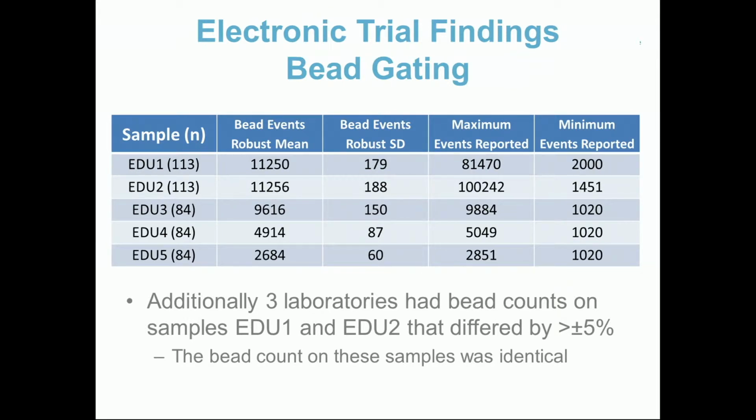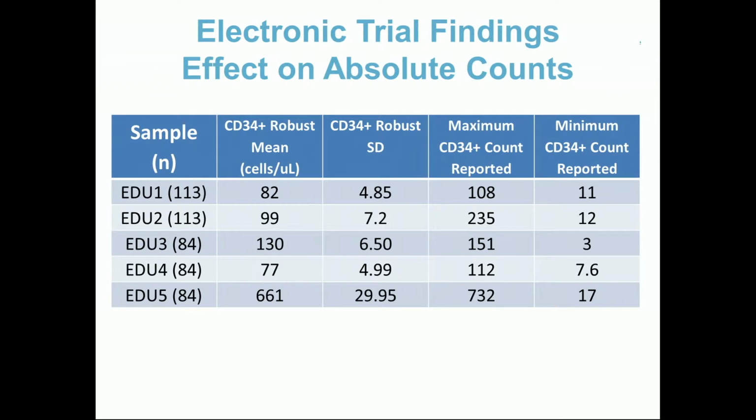So it's quite concerning. The effect this had on the absolute counts, well, you can see it there. Again, we've got nice tight SDs for these samples, but it's quite worrying. Reported by 1 versus 11. I'm hoping that's a calculation error. But then a 151 CD34 count compared to 3. It's a big difference. So we're seeing a lot of variation in these electronic trials.